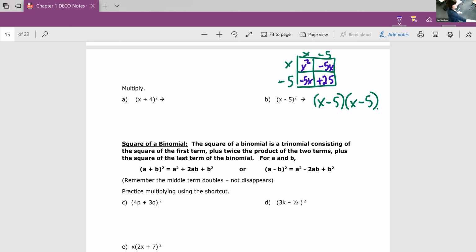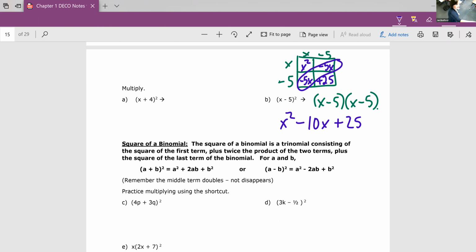So can you tell me, if I put like terms together, what is this going to equal? X squared minus 10x plus 25. Good job. X squared minus 10x plus 25 because here are my like terms. And I put those together. Okay.